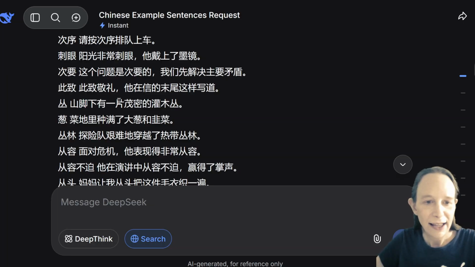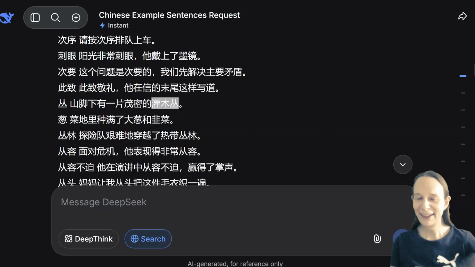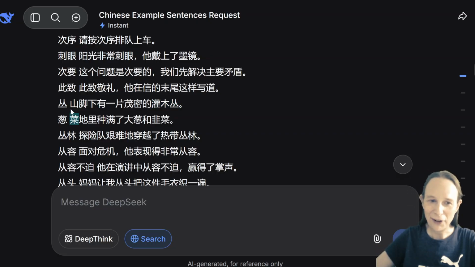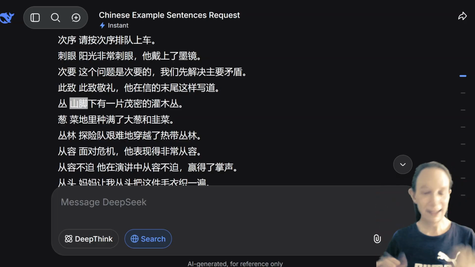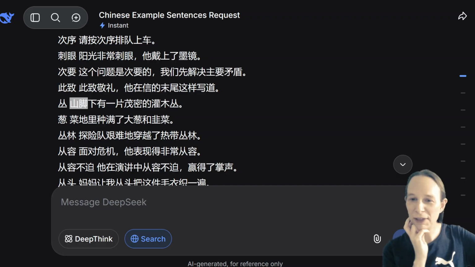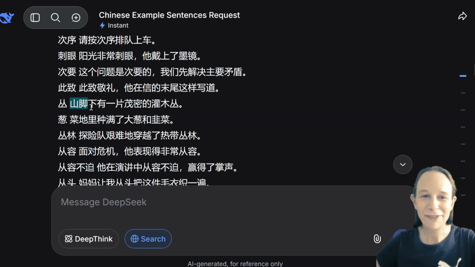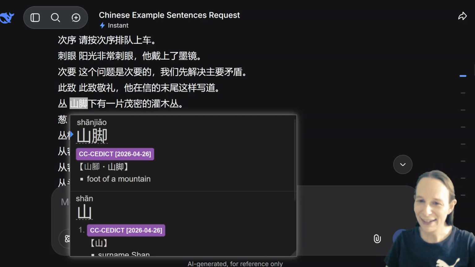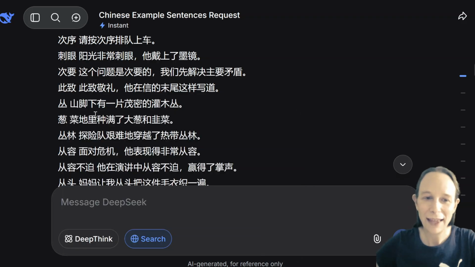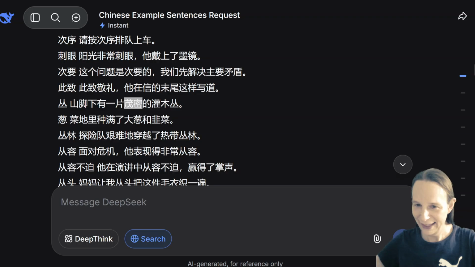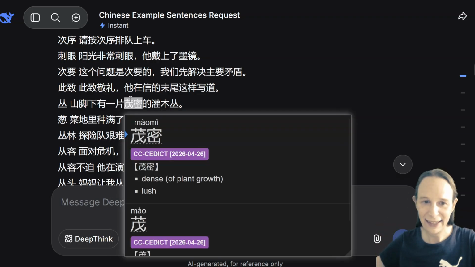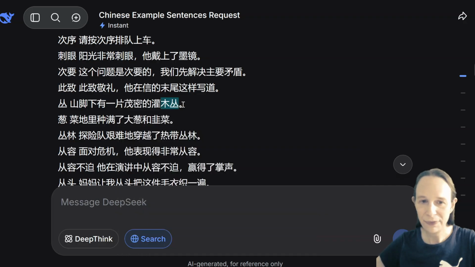山脚下有一片茂密的灌木丛. All right, so 山脚. Mountains don't usually have feet, literally. Not unless there's some sort of mythology involved. Chinese mythology can be a bit, I don't know, Monkey King lives inside a mountain for 500 years or something. 山脚, foot of the mountain. Yeah, it's the same as in English actually. 茂密, so this is thick or dense. Yeah, lush, dense. 灌木丛, shrubbery.